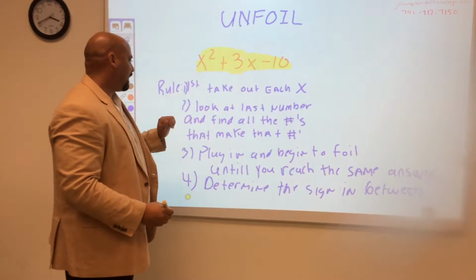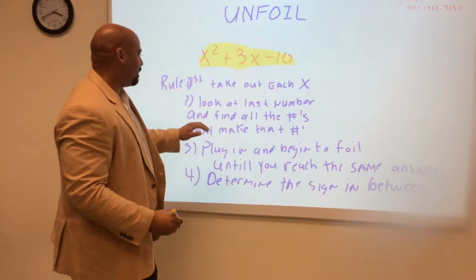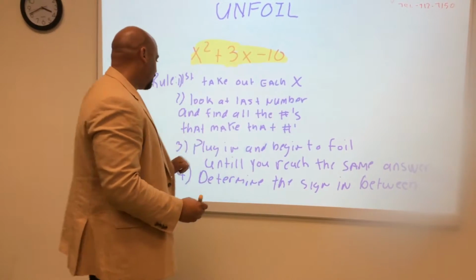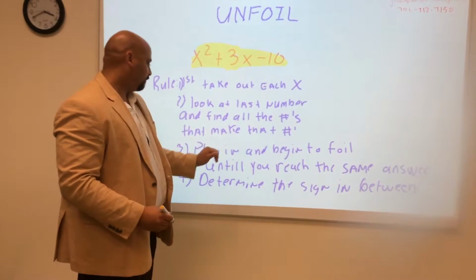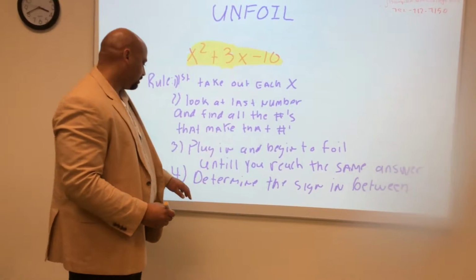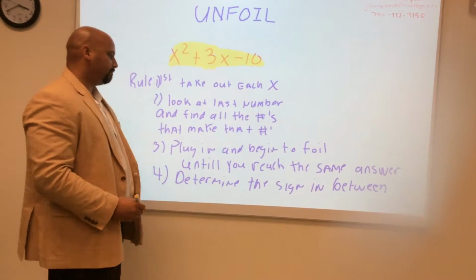Rule 2: look at the last number and find all the numbers that make that number. The last number is -10. And 3: plug in and begin to FOIL until you reach the same answer. And 4: determine the sign in between.